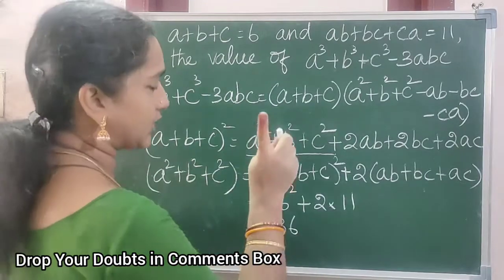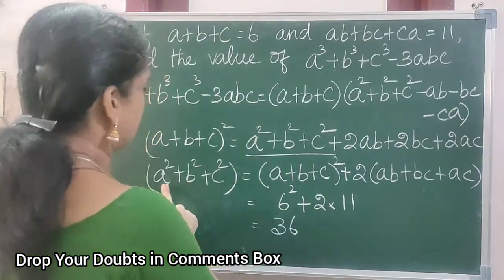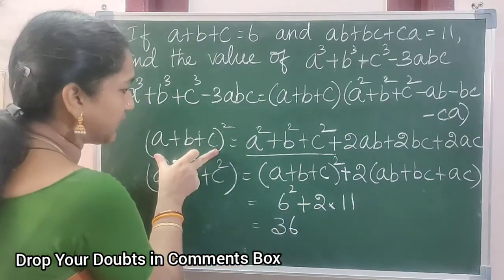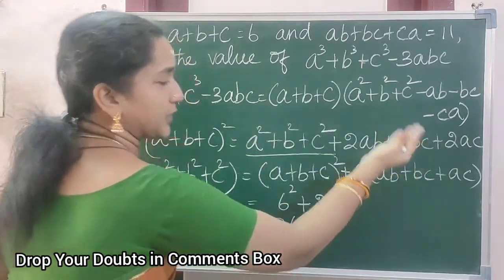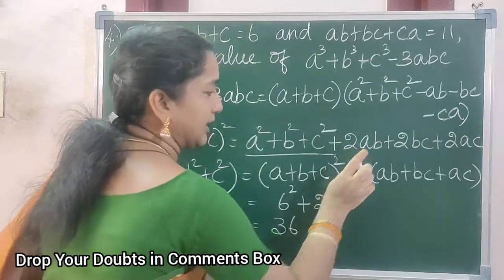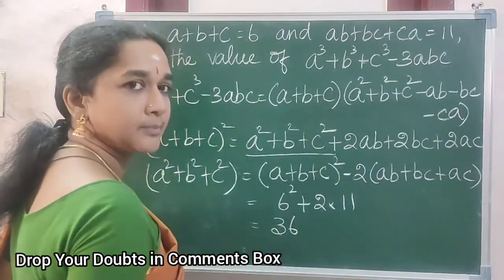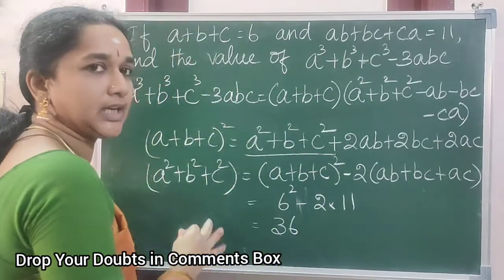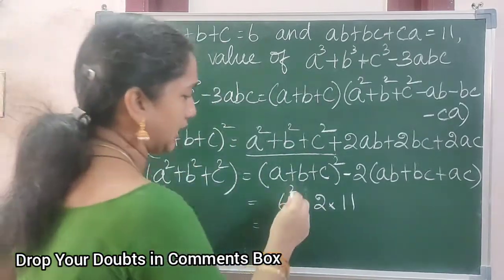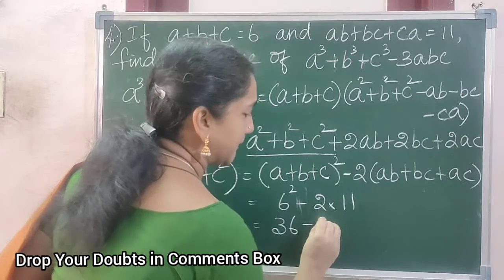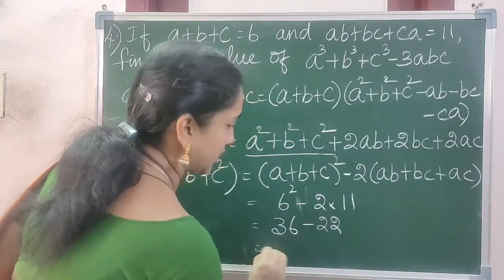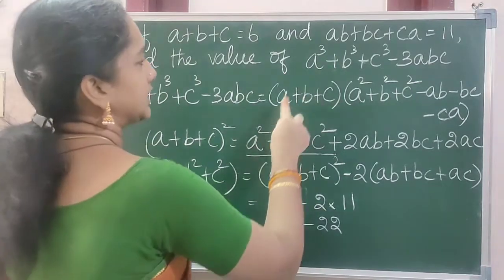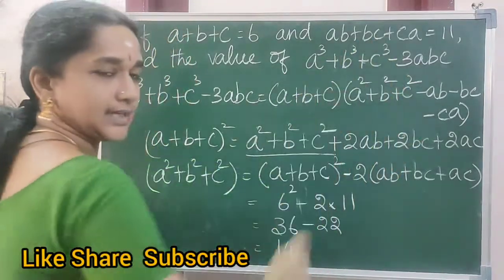Okay, this one mistake I did. That is a squared plus b squared plus c squared, I am keeping it as it is. So, this one will be first. When I am bringing it from here to here it will become minus. So, be careful. When you are transposing it, the sign has to be changed. So, this is 36 minus 22. 36 minus 22 is 14. So, this is the value for a squared plus b squared plus c squared.